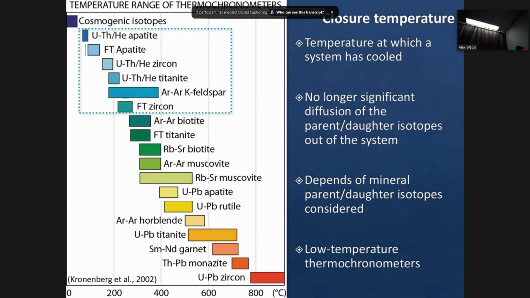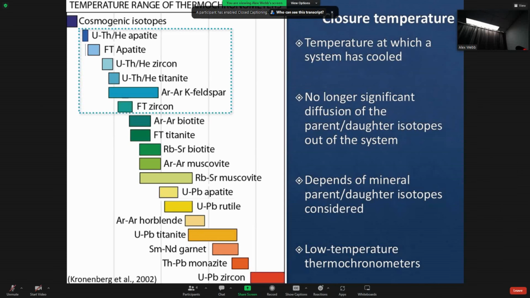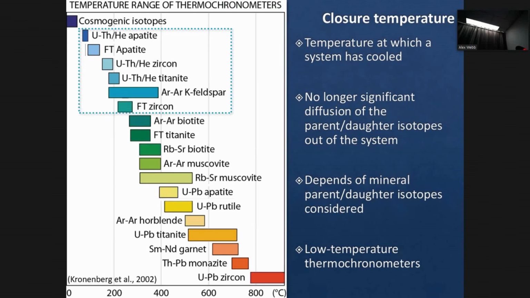Most people know well the high temperature thermochronometers that we call geochronometers, because the one used most commonly is uranium-lead in zircon. You can see in these pictures that uranium-lead gives you information about closure temperature above 800 degrees, which corresponds to crystallization ages. The closure temperature is defined as the temperature at which a system has cooled. By cooling, we mean that in radiometric dating you always have a relation between parent isotope and daughter isotope. When your system has cooled, you no longer have diffusion of the parent or daughter out of the system.